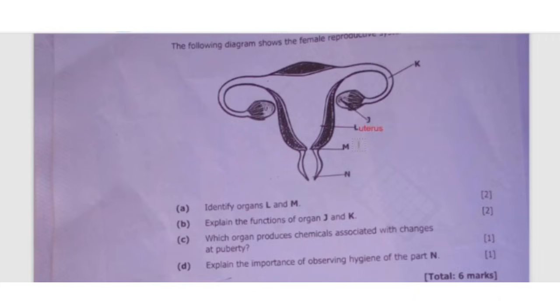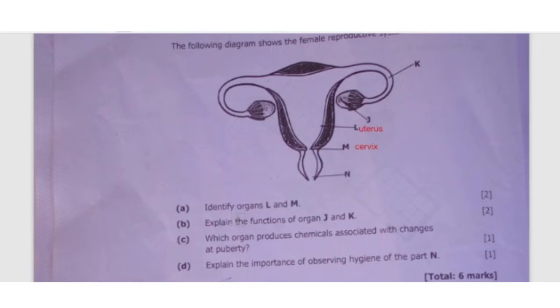Okay, so what is M? M, it's here, it's the cervix. So we're going to write that M is cervix. Okay, so those are the names of the parts M and L. Okay, so we go to the next question.